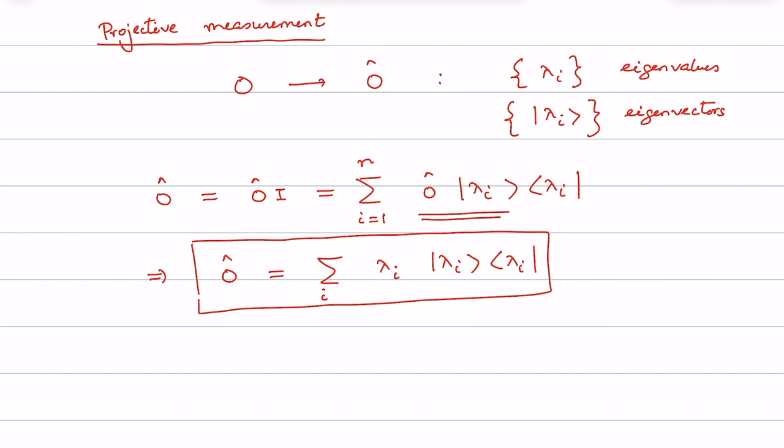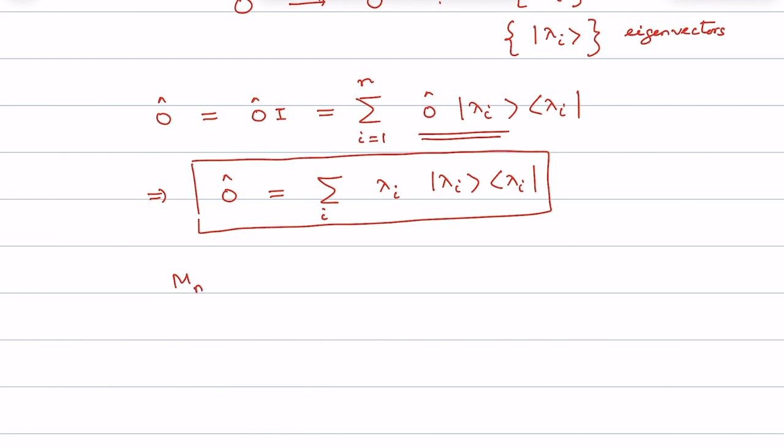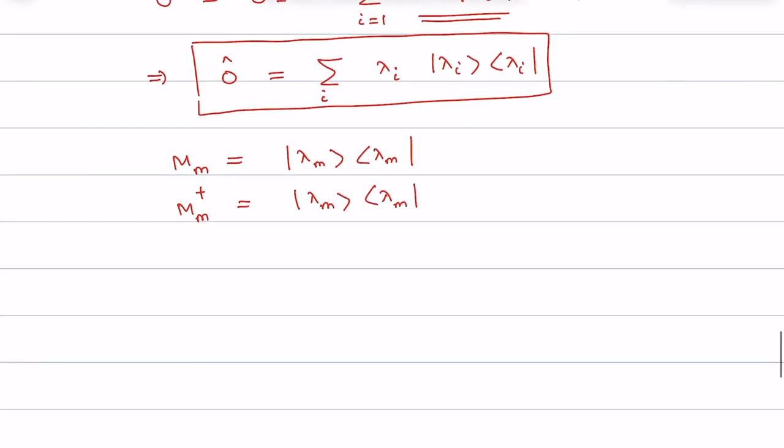Now let us make the measurement operator. I am talking about projective measurement. So let me define a measurement operator M in this form, M_m = |λ_m⟩⟨λ_m|, and its Hermitian conjugate would again be |λ_m⟩⟨λ_m|. It's very easy to see that the sum over all m of M_m dagger M_m is identity.